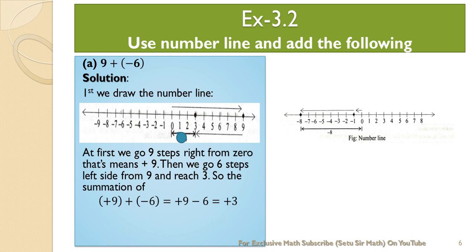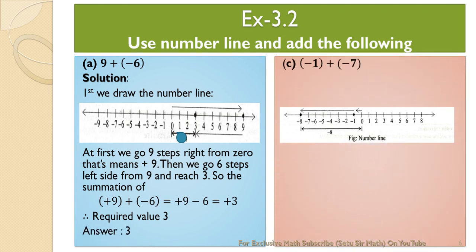So the summation of plus 9 and minus 6, that would be plus 9 minus 6, and plus and minus, that would be minus. So from 9, if we subtract 6, we will get 3, and the sign will be the bigger number's sign. Here the bigger number is 9, so the result will be plus 3.